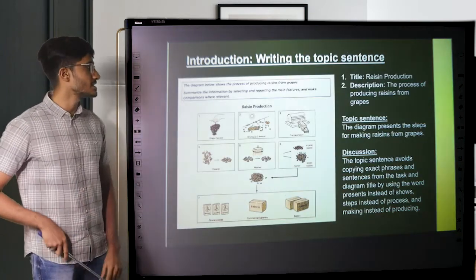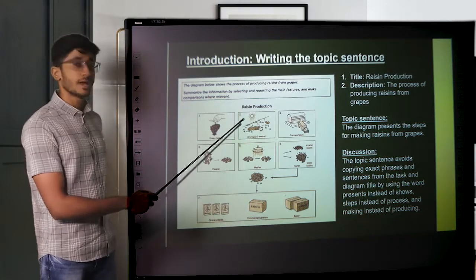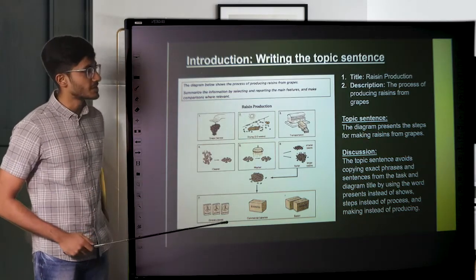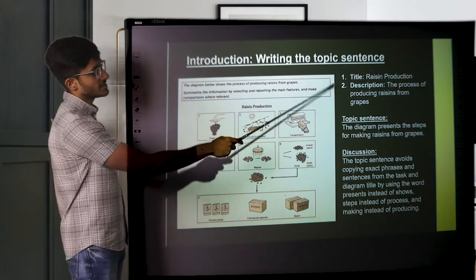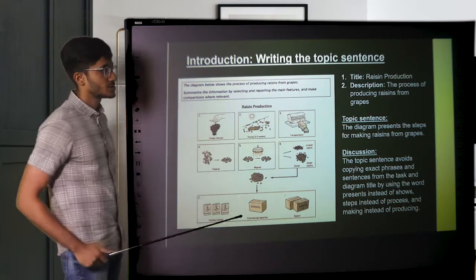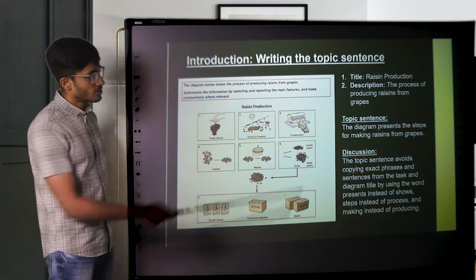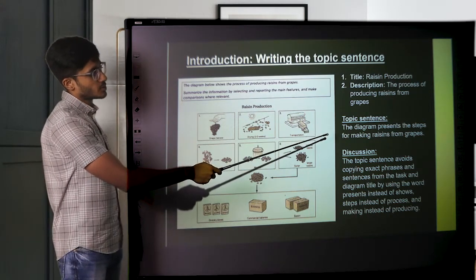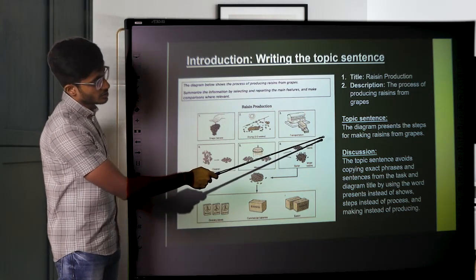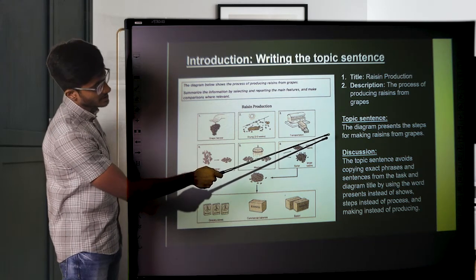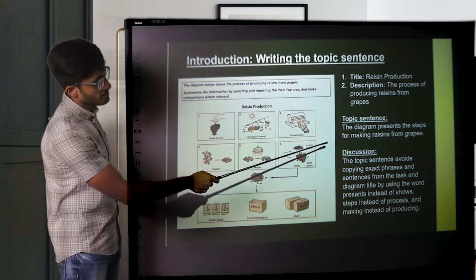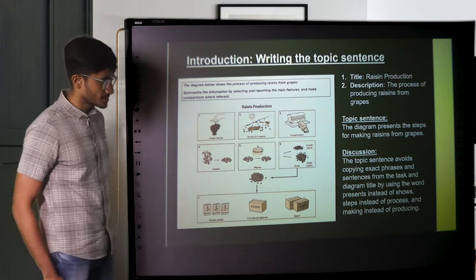So let's take a look at this example, the raisin production example, if you can remember from our previous video. Here is the title and here is the description, which is going to tell us what the diagram is about. So now we can come up with this topic sentence, as shown here: the diagram presents the steps for making raisins from grapes.